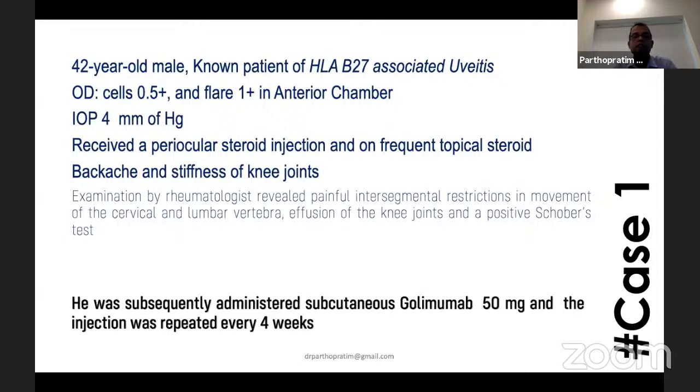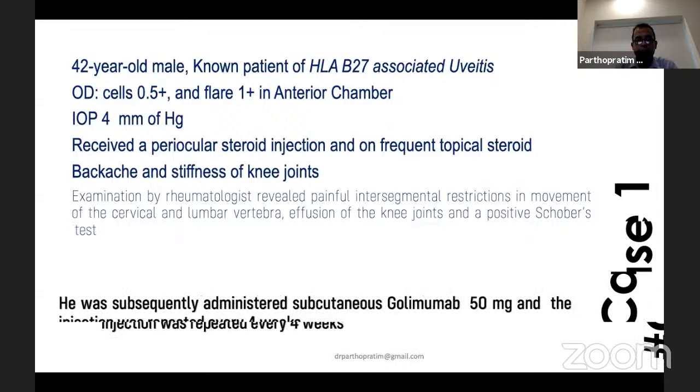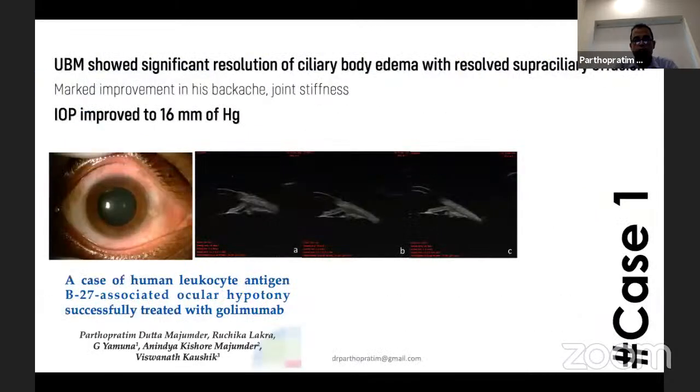On examination, the rheumatologist found very painful joints and a positive Schober's test. Subsequently, the patient was administered subcutaneous golimumab 50 mg, and the injection was repeated every 4 weeks. So this was the picture. His inflammation subsided, his joint pain vanished, and the IOP improved to 16 millimeter of mercury, which we published later.